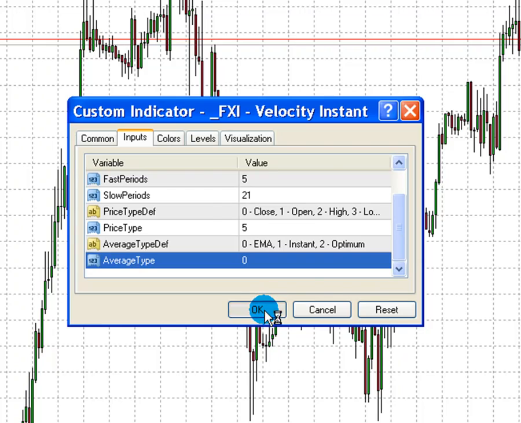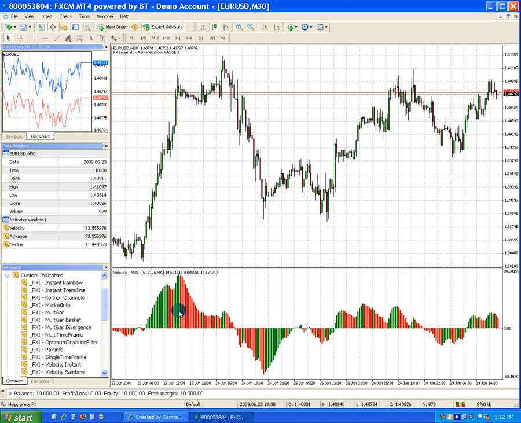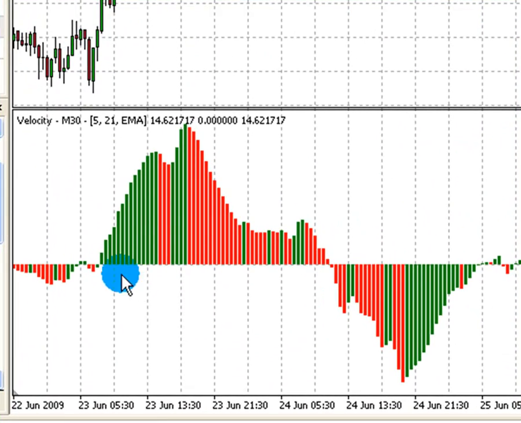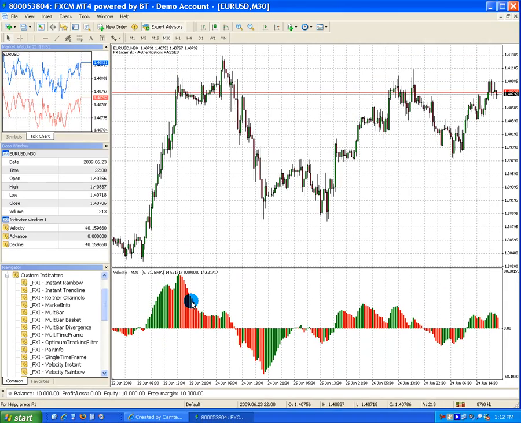And hit OK. And you'll see you get a nice little histogram here. The histogram shows whether the velocity is positive, or in this case down here, negative. Green bars indicate that the current bar is an increasing velocity over the previous bar. And red bars, as seen here and here, are a decreasing velocity over the previous bar. So you can see you can have increasing velocity, but while it's negative, or decreasing velocity while the velocity is positive. And this gives you an idea of the type of price action that you're looking at any given time.